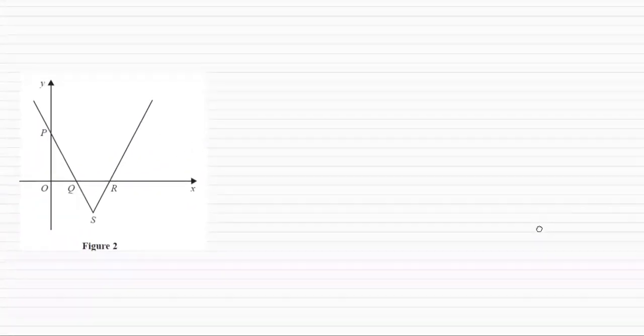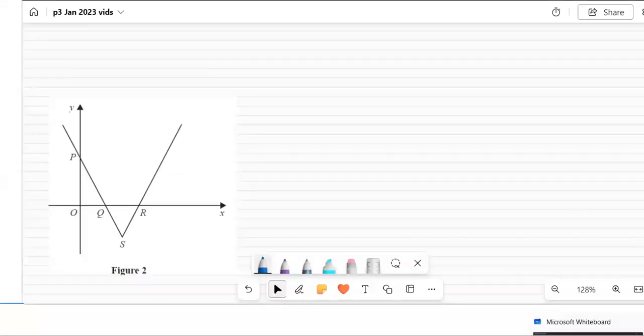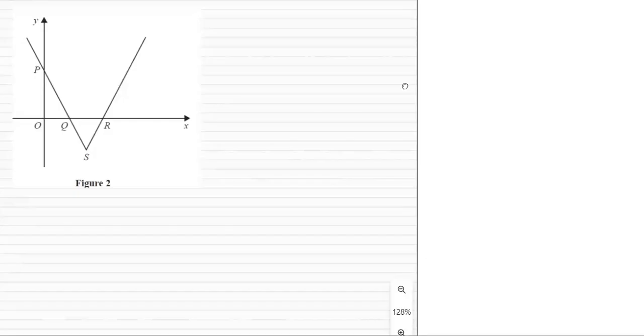Just get this all set up. So this is modulus graphs, or graphs that are only positive, so that you have the option to draw a straight line with a negative gradient and a positive gradient.